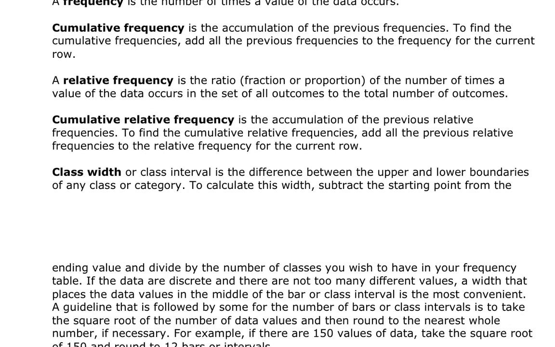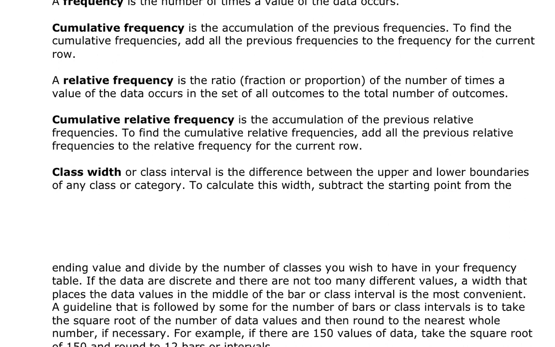Cumulative relative frequency. Now, this is not the same thing as cumulative frequency. It's the accumulation of the previous relative frequencies. When you get done, the very last row of the cumulative relative frequencies should have 1 in it. When you're looking at cumulative frequencies, the very last row should have the same number as the number of data pieces you have.